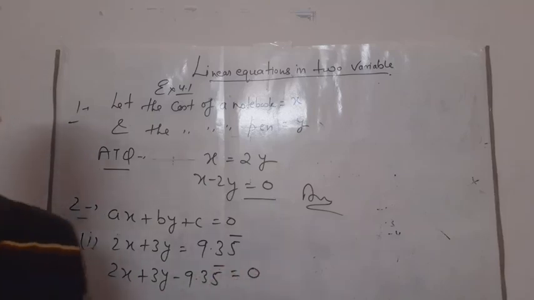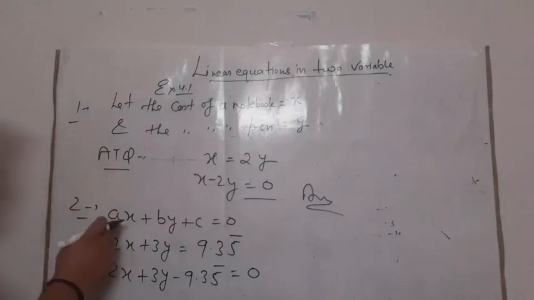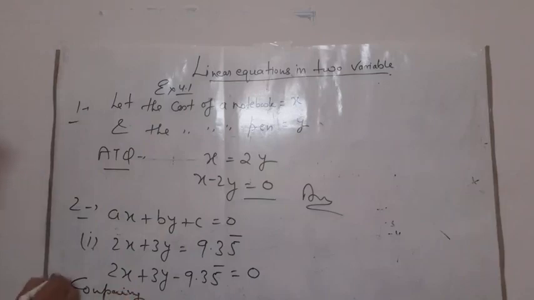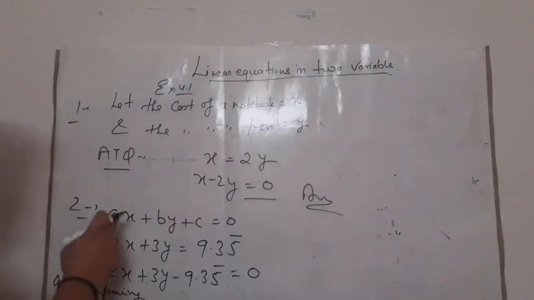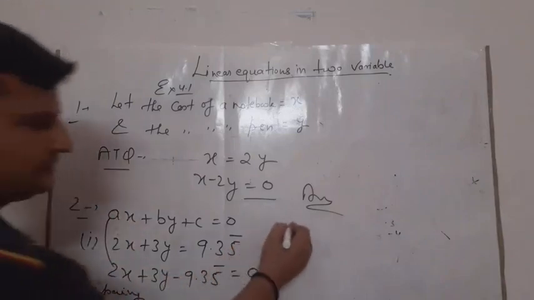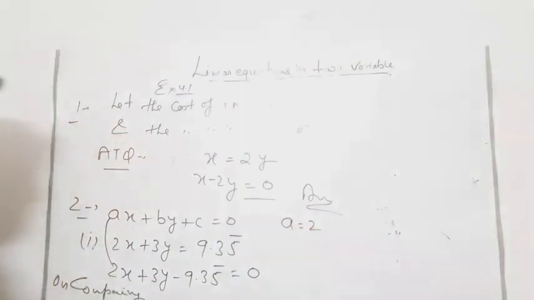Now we have to compare this with ax plus by plus c. On comparing, what will we get? What is in the place of a here? A will become 2. So the answer is a is equal to 2.